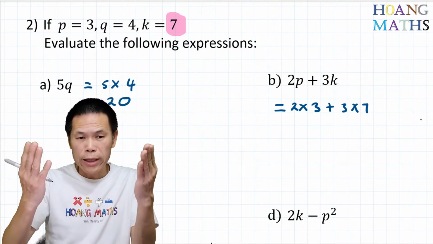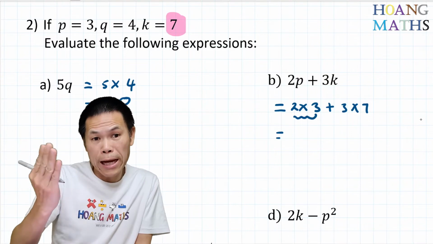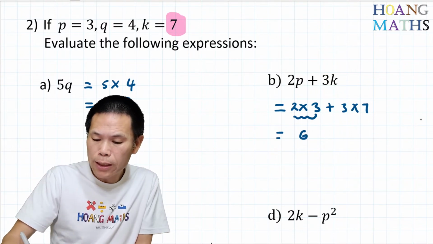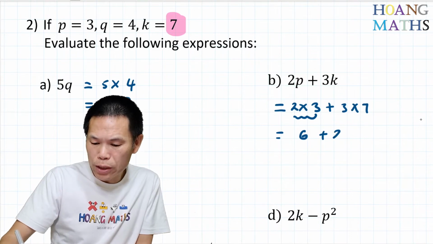Now we just need to work that out. So that will give me 3 times 2. We do multiplication first, equal to 6. And then we add 3 times 7 is 21.